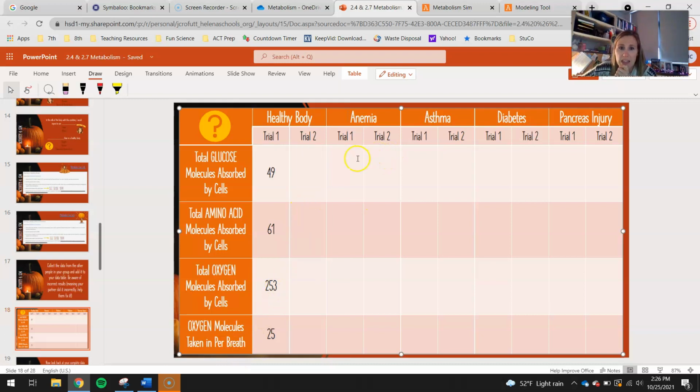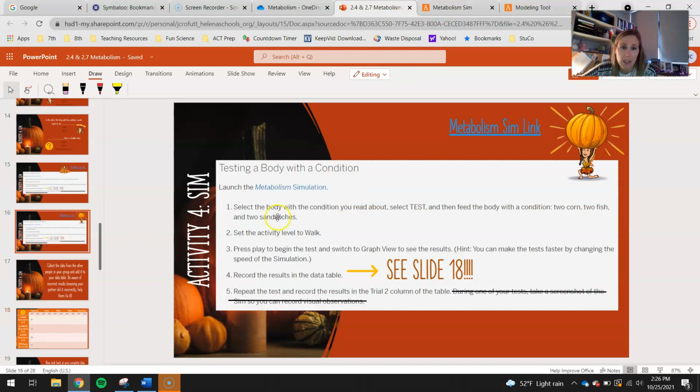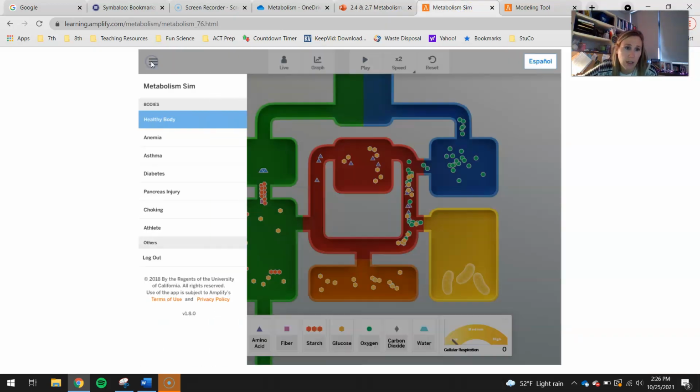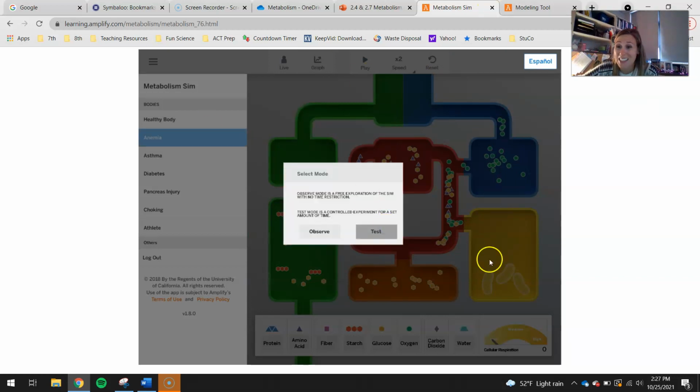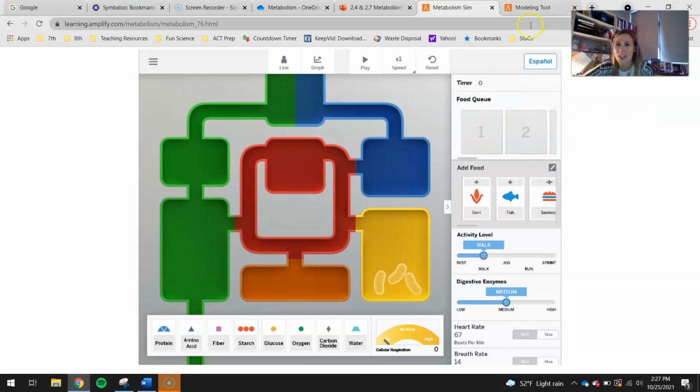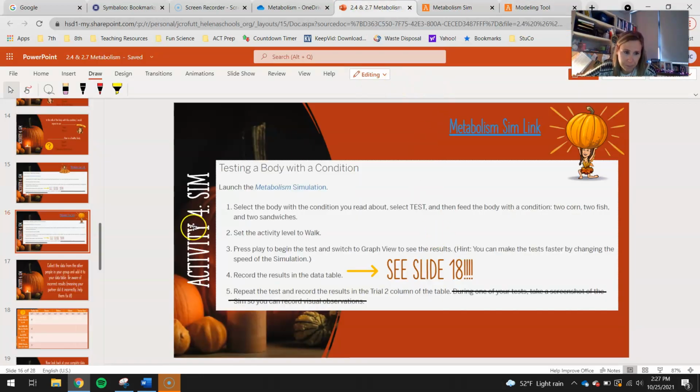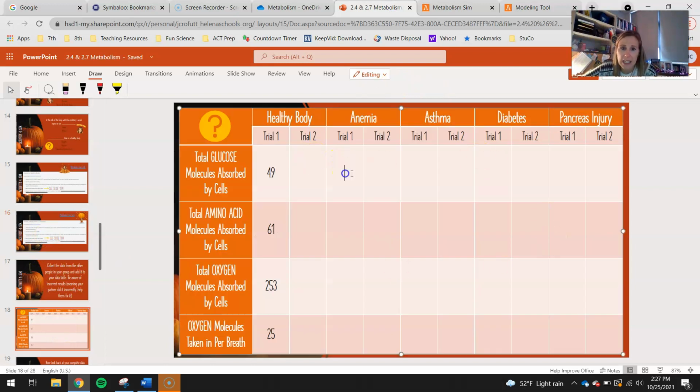Okay? And then what you guys will do is the same thing for anemia, or whatever your condition was. So anemia, asthma, diabetes, and pancreas injury, you guys are actually going to need to collect all of this data. Your instructions for that are on slide 16. You will select the condition over here. So if you're doing anemia, you're going to go begin level, yes. Test it, yes. Feed it the exact same things. We want to make sure it has the same food as the healthy body. And then you guys will go ahead and do 2 trials of anemia, 2 trials of asthma, 2 trials of diabetes, and 2 trials of pancreas injury. And you guys will record just like you did, okay?